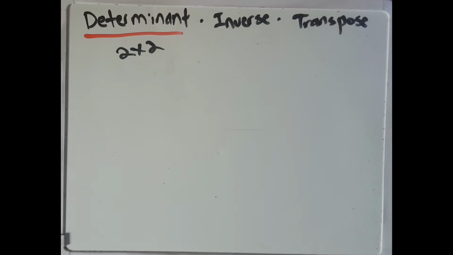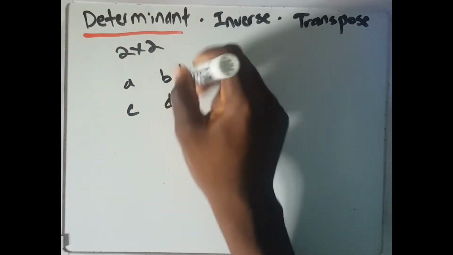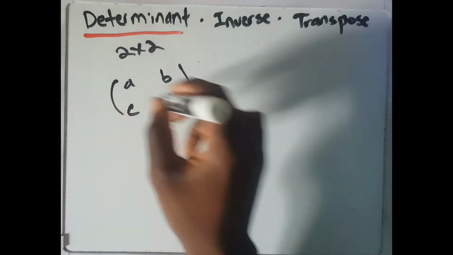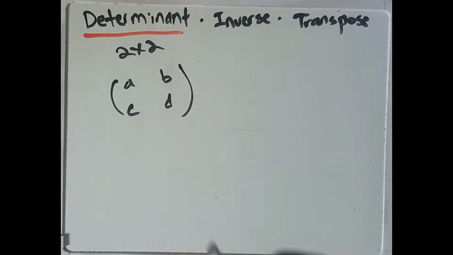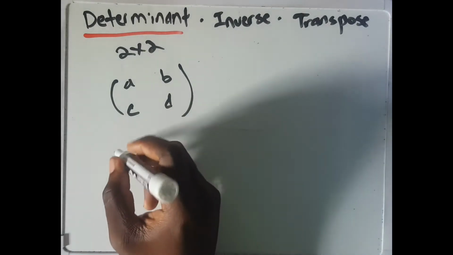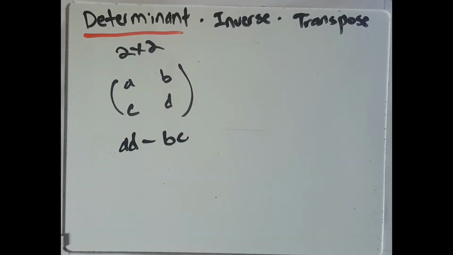Now, determinant of a 2 by 2 matrix, a matrix A, B, C, D. The determinant is simply multiplying A times D and subtracting from it B times C. So the determinant is simply this: AD minus BC. That is the determinant of a 2 by 2 matrix.